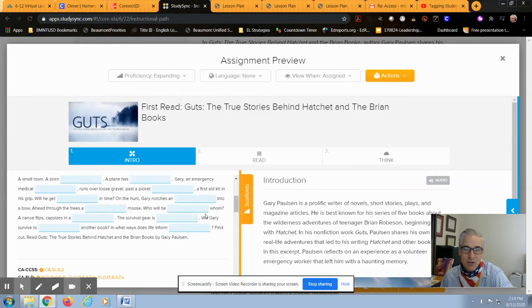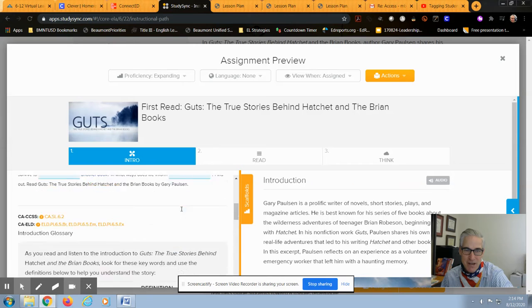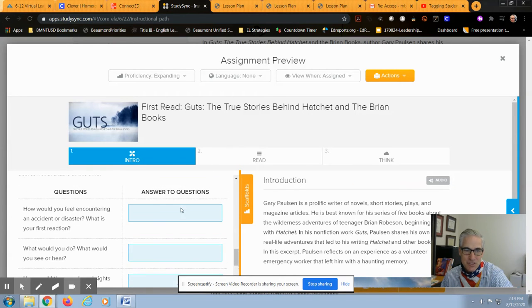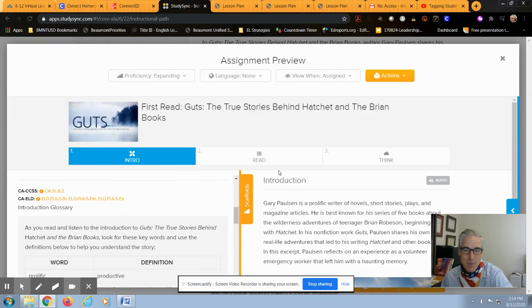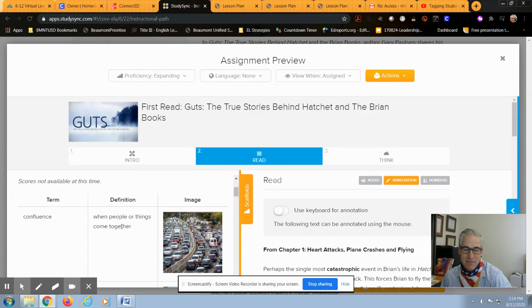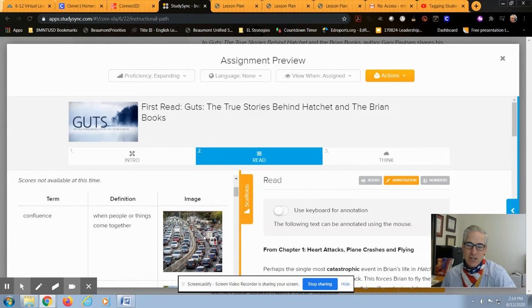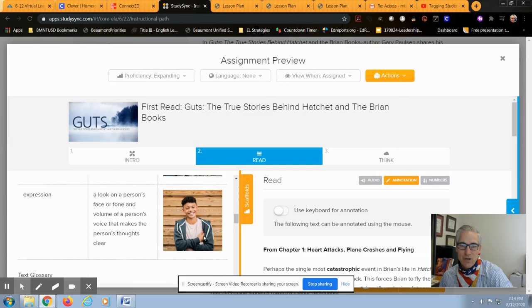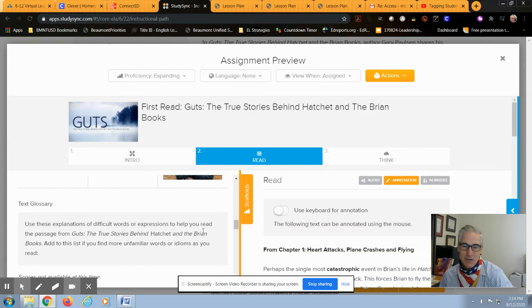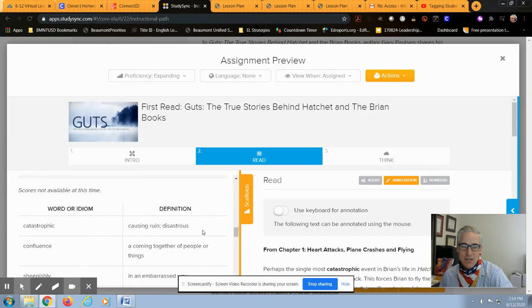So anyway, keep in mind that in the intro, there's scaffolds there, and there's vocabulary and things like that, which is nice, and some questions to ask. When you get to the read part, this is kind of nice. We have a vocabulary matrix where we have the word, the definition, and then a picture that goes along with it. That's a great scaffold for students as they're learning more about the vocabulary that's within the story.